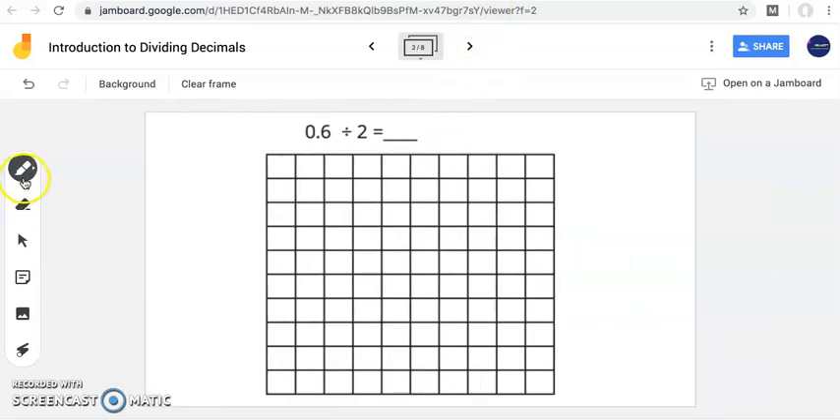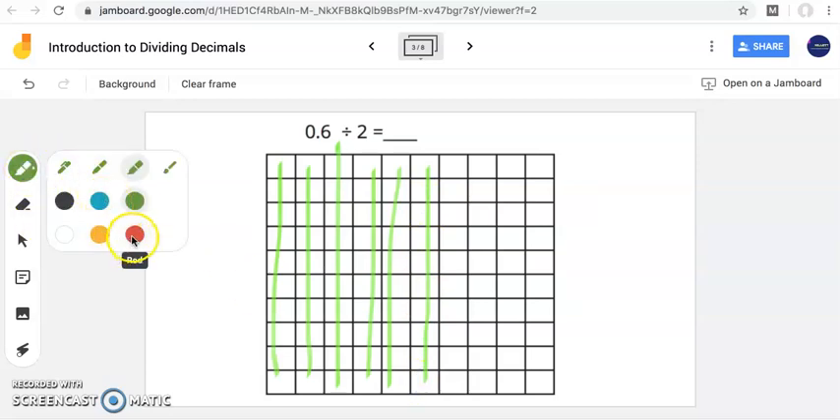In this next example, we have 6/10 divided by 2. First thing I'm going to do is shade in 6/10. 1/10, 2/10, 3/10, 4/10, 5/10, 6/10. Then it's asking me to break it into 2 equal pieces. To do that, I want to think about how many different ways I can break up 6/10 into 2 equal pieces. In fact, there's only one way you could do that.